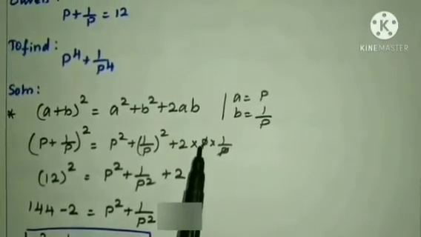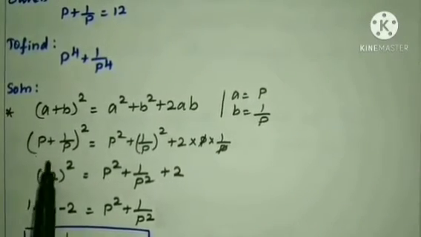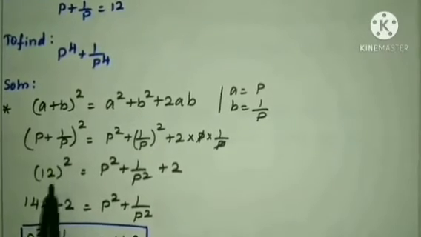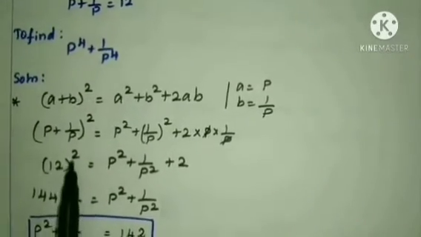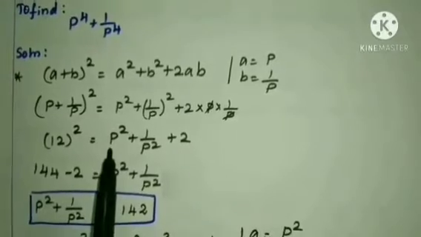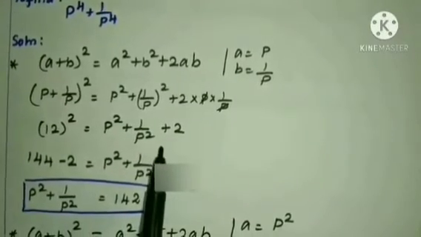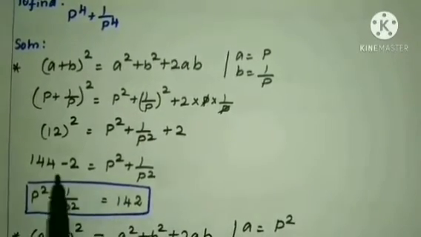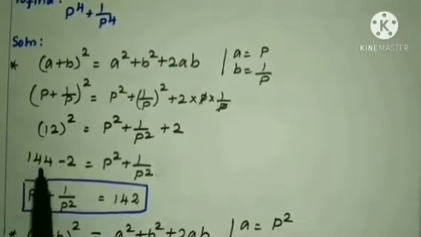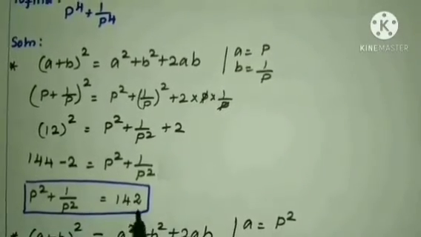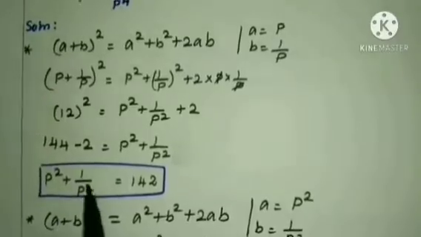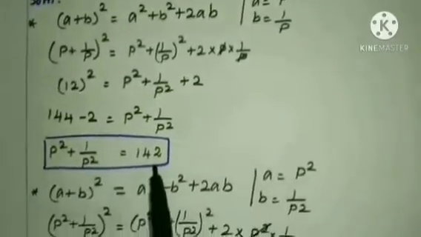Here p is the common value. Then substitute the values. p plus 1 by p is 12. So 12 the whole square is equal to p square plus 1 by p square plus 2. Plus 2 change other side, minus 2. So 144 minus 2 is 142. So p square plus 1 by p square is 142.